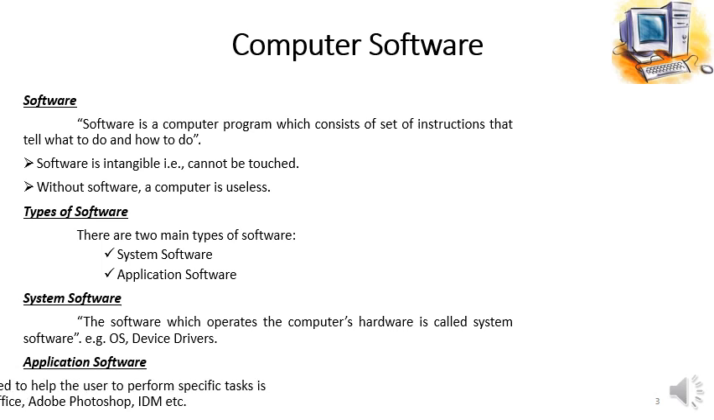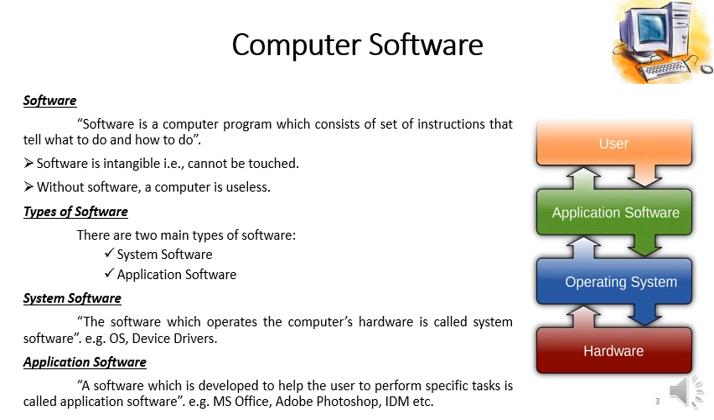Second type of software, that is application software. A software which is developed to help the user to perform specific tasks is called application software.